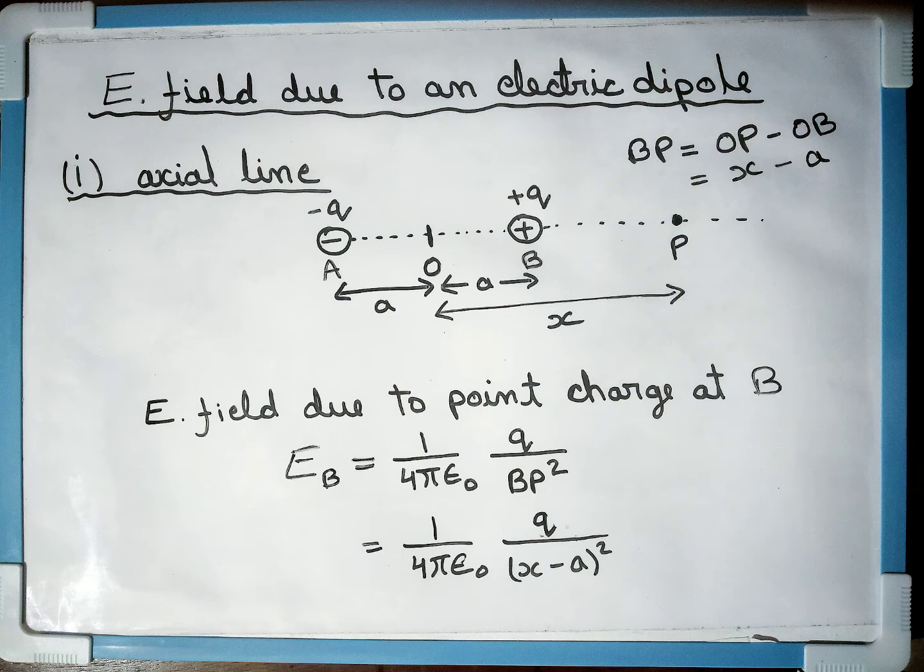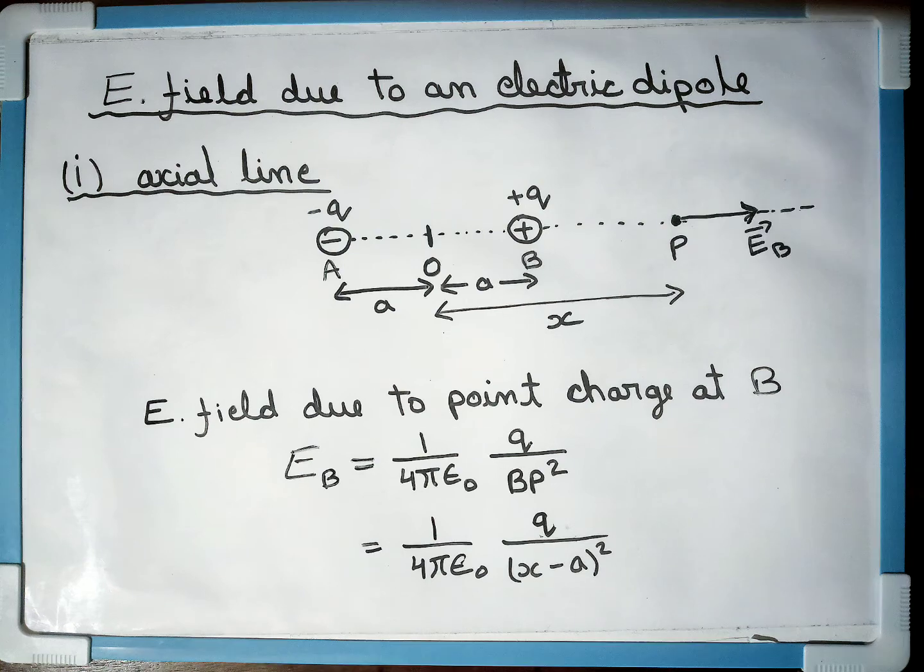Now electric field is a vector quantity, hence the electric field EB has a direction, and to find the direction we'll have to use one of the properties of electric field lines, which says that for a positive charge the electric field lines are directed away from the positive charge. Hence the direction of EB at point P will be away from the positive charge plus q. Hence this EB will be directed along BP.